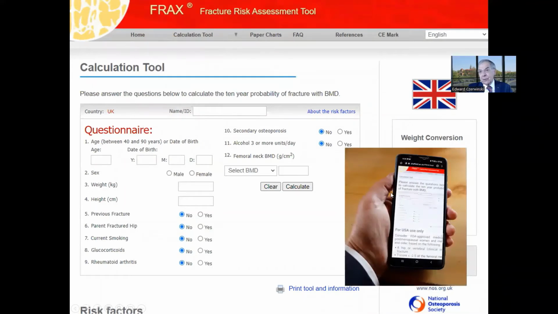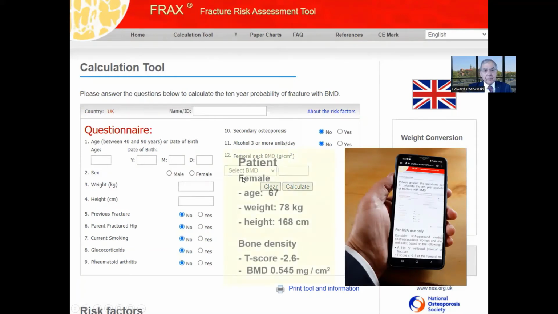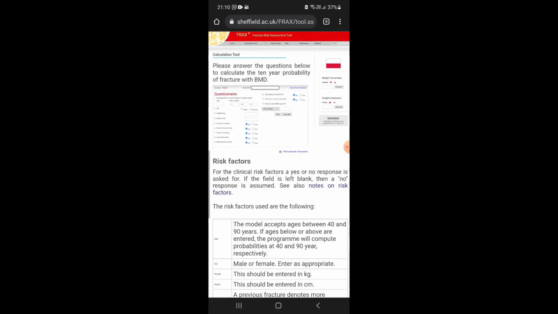I will present it to you using a portable, and for the calculation, we will just take a patient, a woman, and she is 67 years of age. Her weight is 78 kilos, and her height is 168 centimeters. Off we go. Here we are with the FRAX calculator. After typing sheffield.ac.uk FRAX, you get the FRAX information.